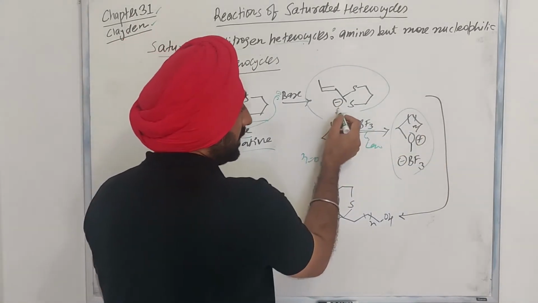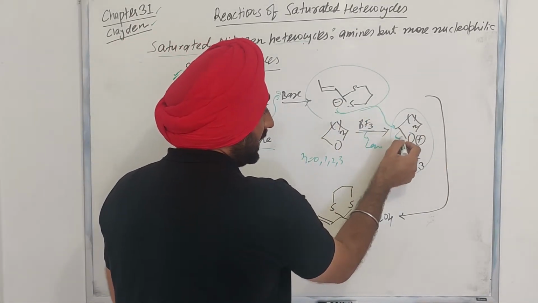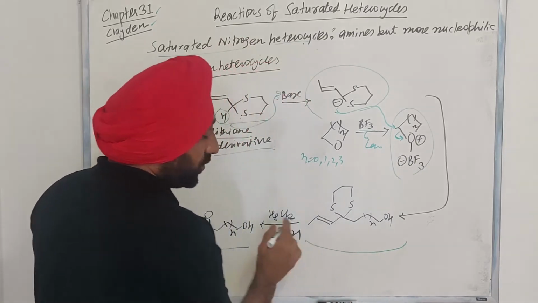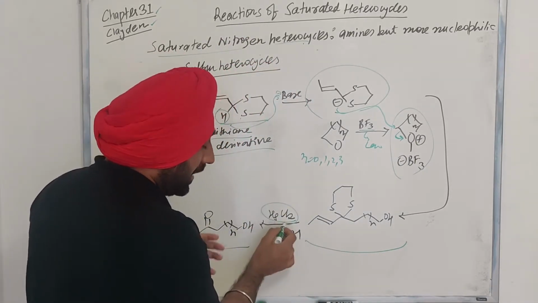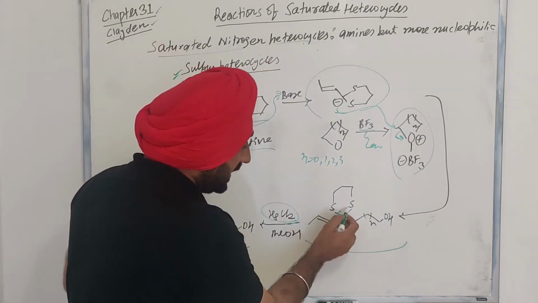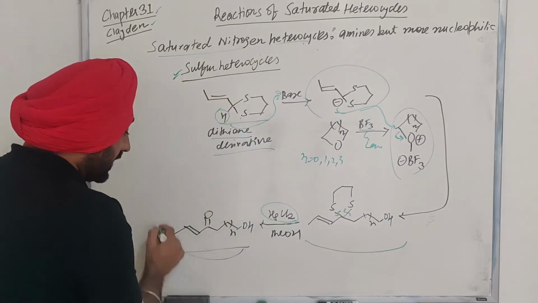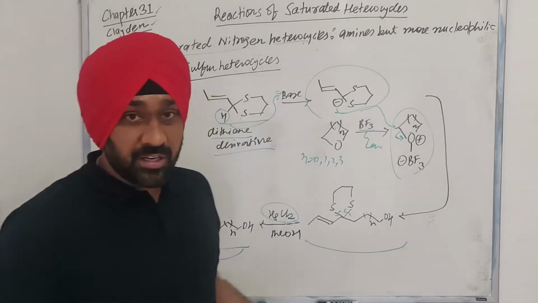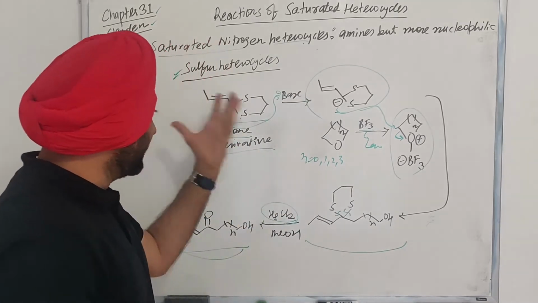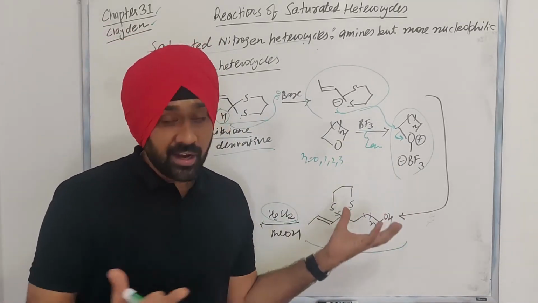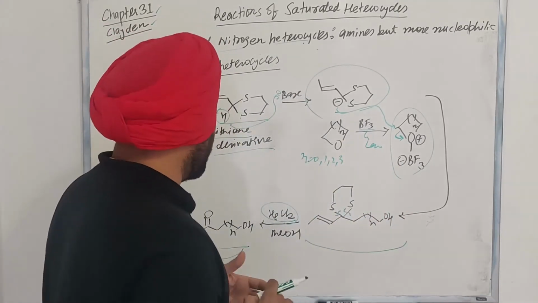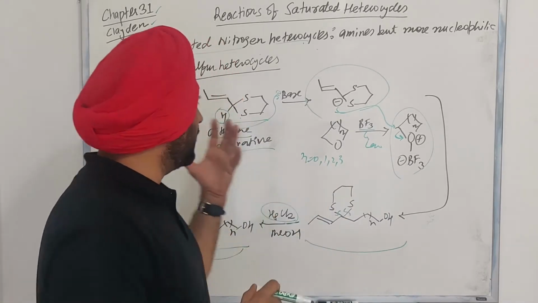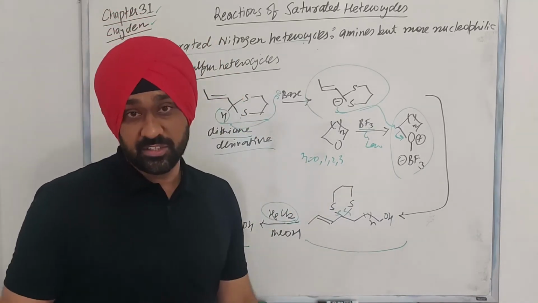So now what is happening? Now this is going to attack and open the ring. So this is what you form. The last step is mercury catalyzed deprotection of dithiane to give you the keto compound. Such an example could be very, very important, and I think this could be asked in the IIT JAM exam. So yeah, this is pretty much about the sulfur heterocycle that they have discussed in this chapter.